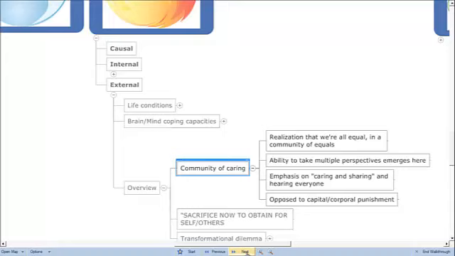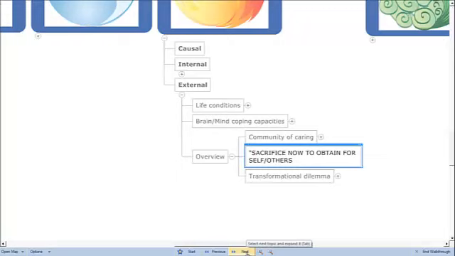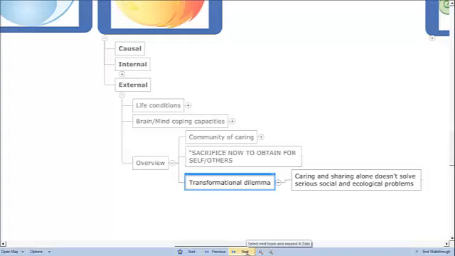There's also an emphasis on caring and sharing and hearing everyone, allowing everyone to have a voice. And this level is generally going to be opposed to capital or corporal punishment. The mission statement or motto of Fire External is to sacrifice now to obtain for self and others. So this person encounters a transitional dilemma as well.